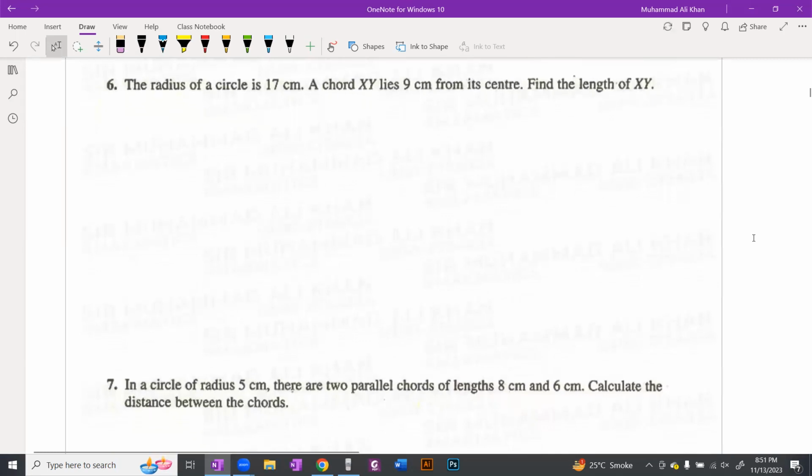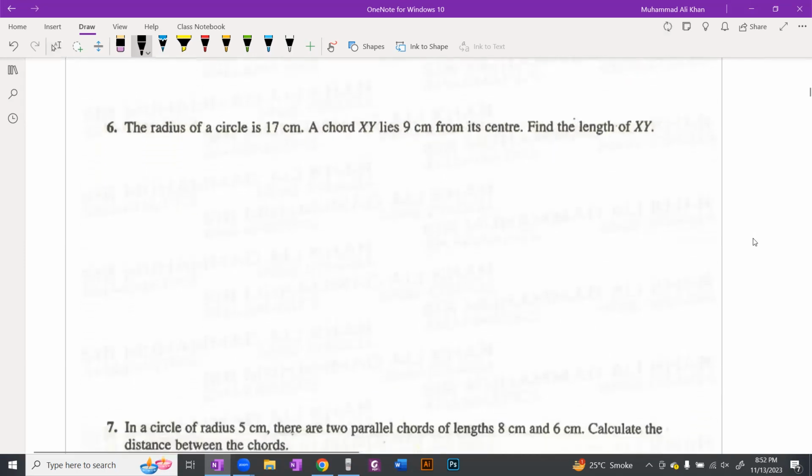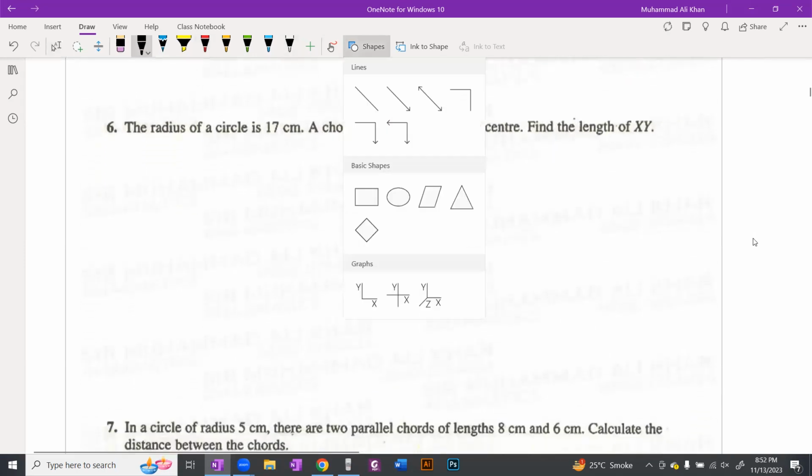Now, question number 6. What do we have in question number 6? The radius of a circle is 17 centimeters. Again, we have to make a circle first.